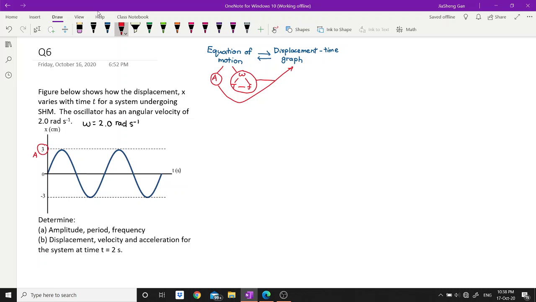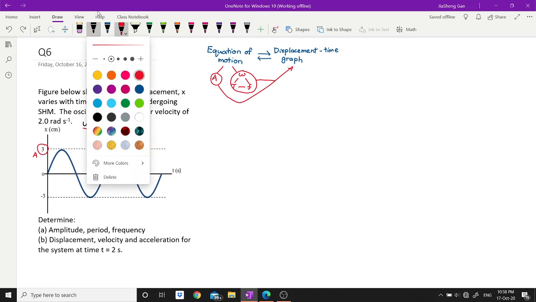Then the next thing is either angular velocity, period, or frequency, one of them. You have the angular velocity given to you already, so nothing to worry. You got your A, you got your omega, everything seems fine. So we can move on to solve the question. Determine amplitude, period, and frequency. Well, this part should be quite straightforward.